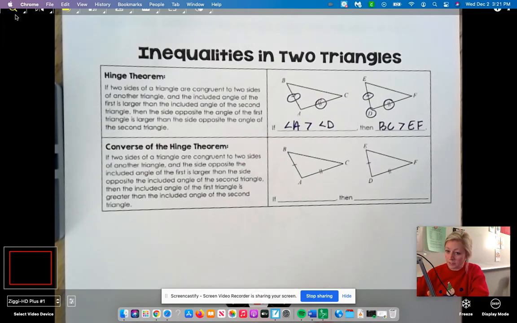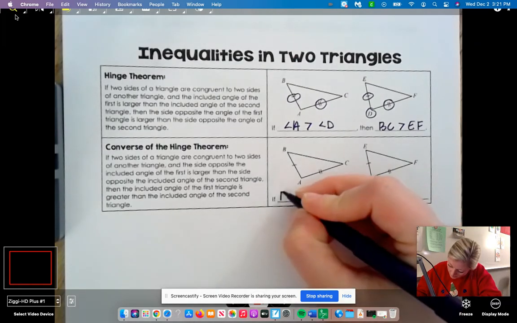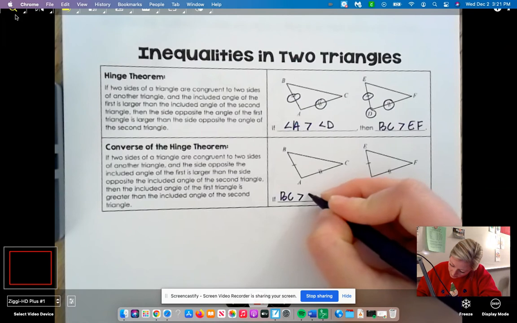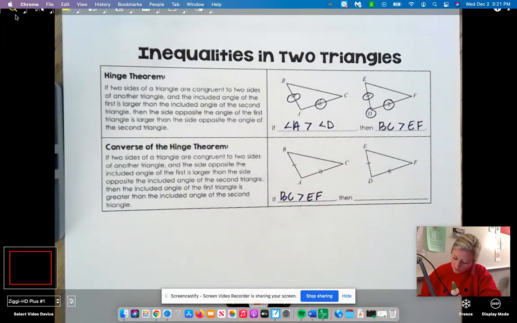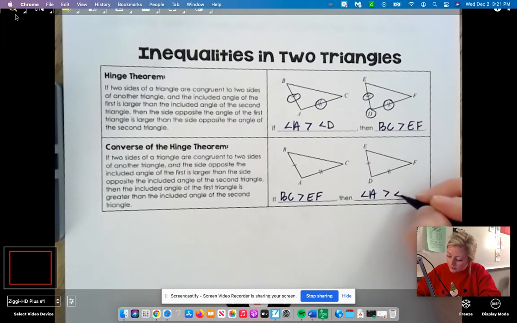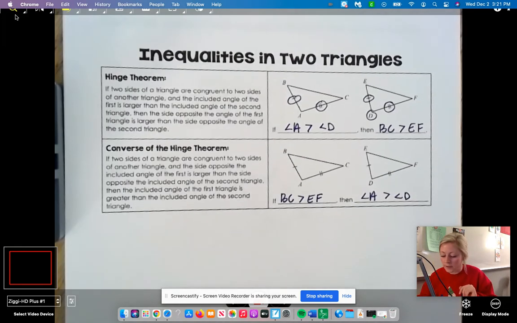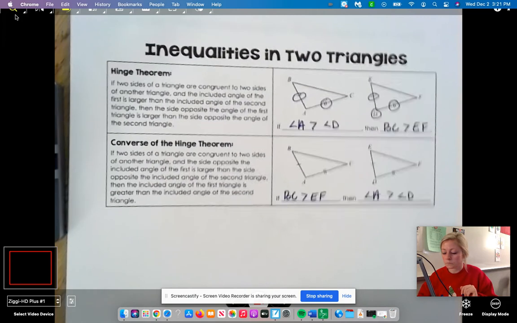And like in most things in math, the converse of that is true. So let's pretend that we know that BC is greater than EF. We would be able to say then that angle A is greater than angle D. Words in math are hard. When we do some examples with some numbers, it's going to hit concrete and this will make sense to you. But again, just don't overthink it. Never overthink it.